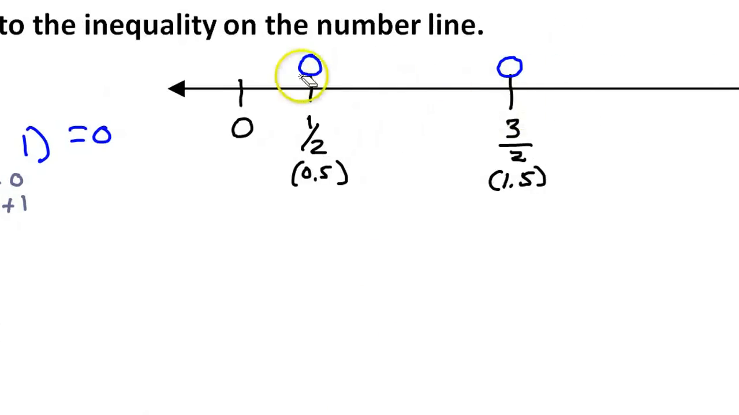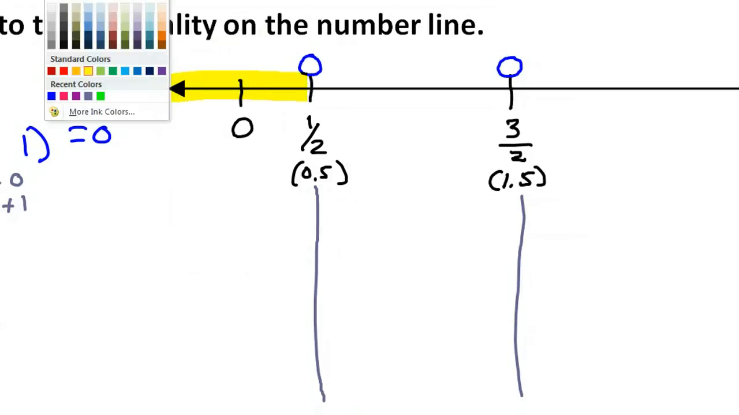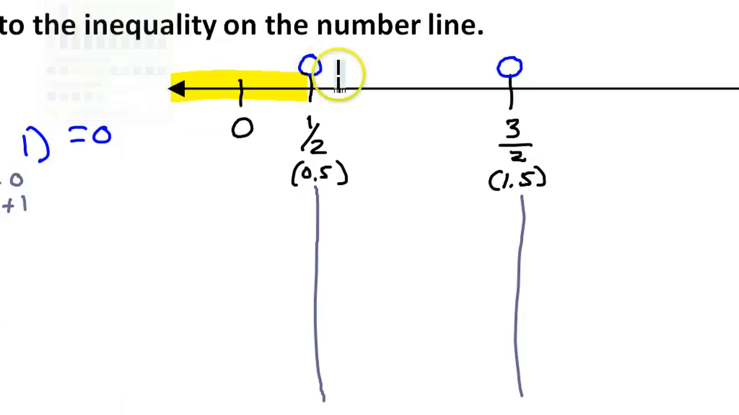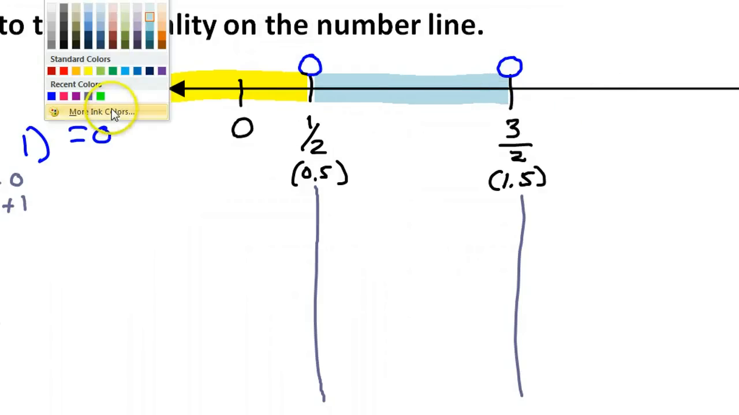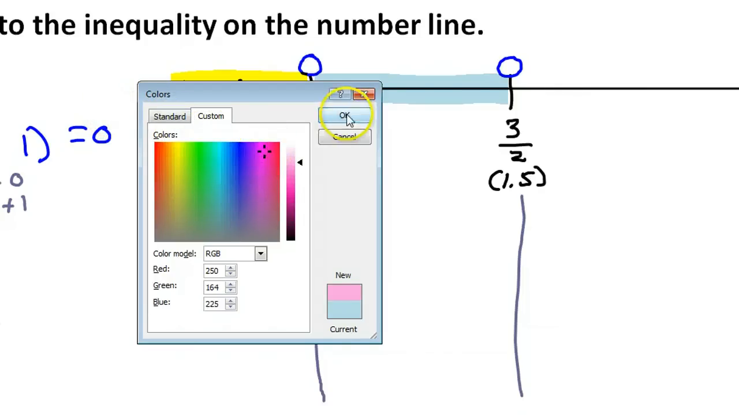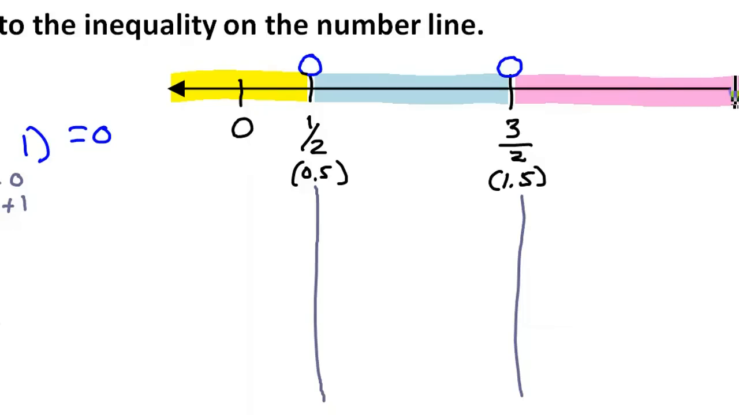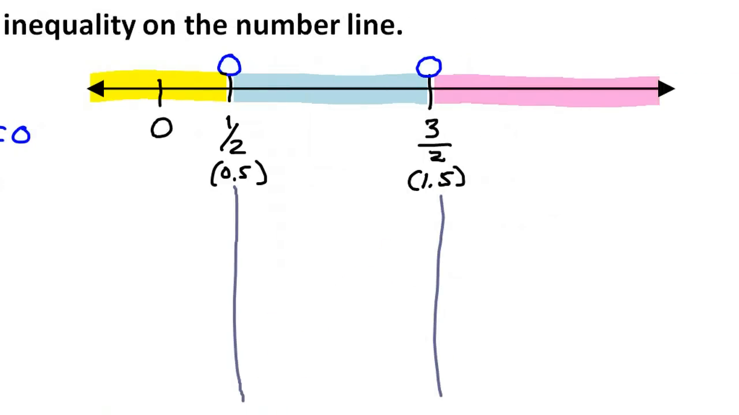Now, with these endpoints, with these x-intercepts, we have divided the graph into 3 zones. Let me show you what I'm talking about. Let me put a line right here, and we'll put another line right here. So look, we have divided this graph into 3 zones: a zone on the left, a zone in the middle, and a zone on the right.